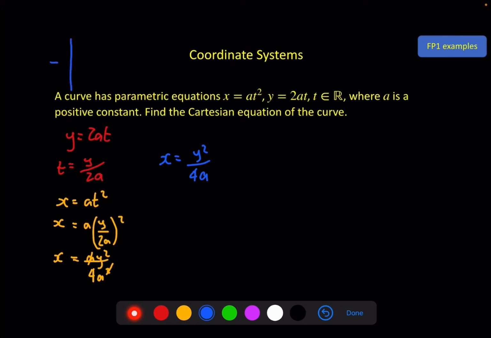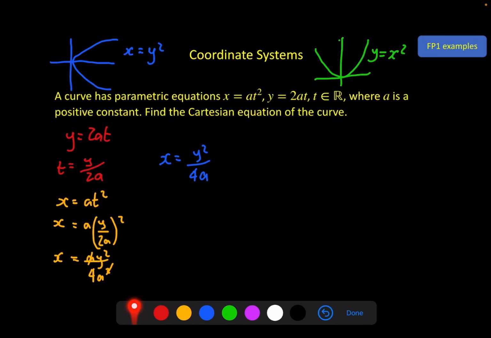We have something that looks like this, and I'm comparing it to something that looks like this. This is y equals x squared. And this is kind of x equals y squared. Except that we've got this 4a down the bottom here. And you might wonder, why is that 4a there? There is a reason for that, which we'll come back to in the next video.